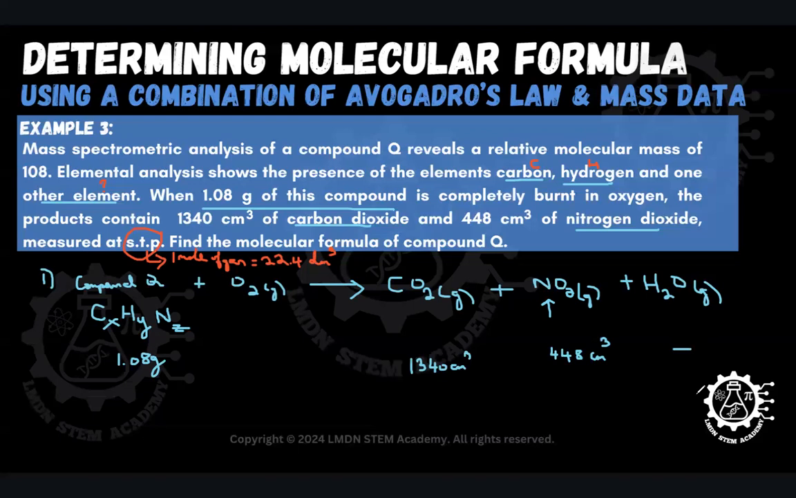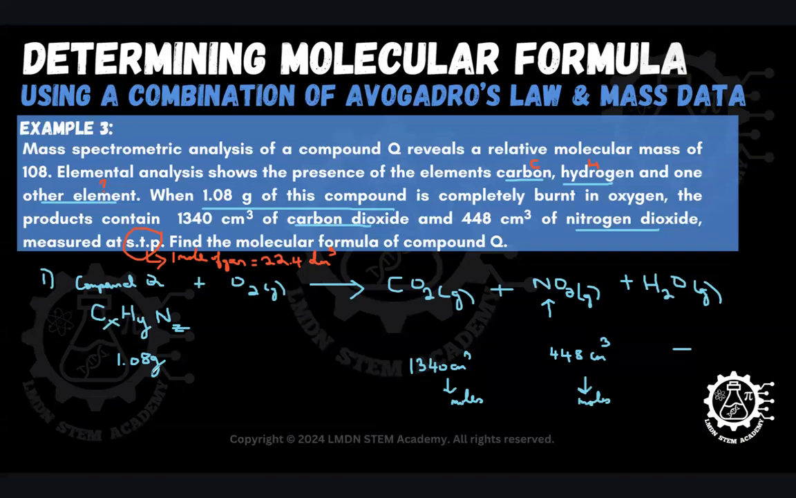Okay, here's where it gets a little bit interesting. In all the examples that we've done so far, they didn't specify what conditions we were under. They didn't tell us whether we were at STP or RTP, but now they have. And so what this means is that we can directly convert these volumes to moles, directly using this molar volume of 22.4 dm cube.